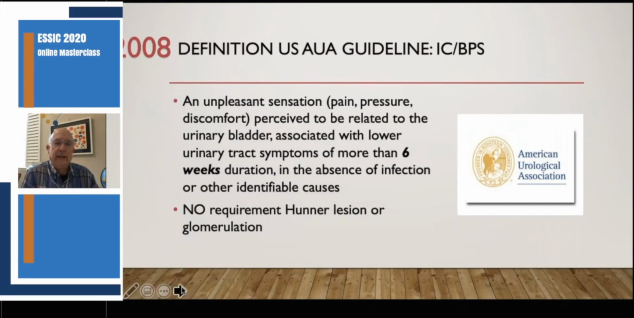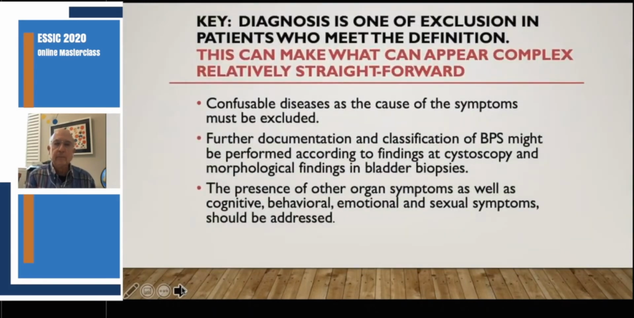And the AUA defined it as an unpleasant sensation, pain, pressure, or discomfort perceived to be related to the urinary bladder, associated with lower urinary tract symptoms of more than 6 weeks duration in the absence of infection or other identifiable causes. There was no requirement for a Hunner lesion and no requirement for glomerulations to meet this definition. So the diagnosis is one of basically who meets this definition. And that can make what can appear to be complex relatively straightforward.